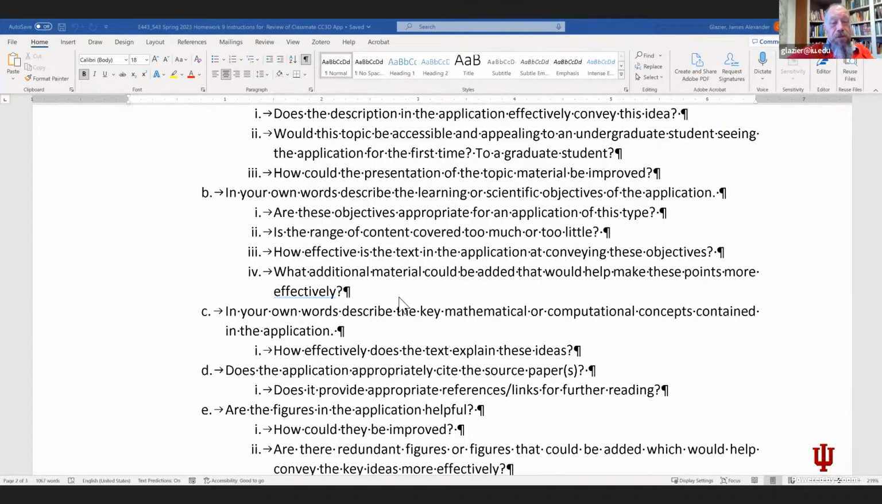I'm hoping that people are seeing the assignment shared, screen shared. Is that correct?